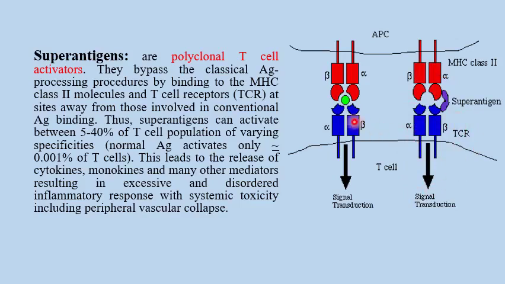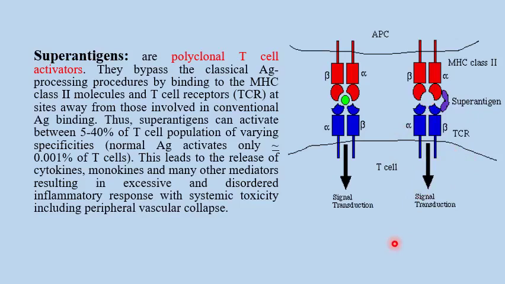If we say in the first case, the number of T cells activated may reach 0.001% of the T cells only can be activated by a normal antigen. A super antigen can activate between 5 to 40% of the T cell population of varying specificities. Okay? Of any specificity. مش لازم يبقى specific. فبالتالي بيعمل activation لعدد كبير قوي من ال T cells. A large number of T cells are activated.